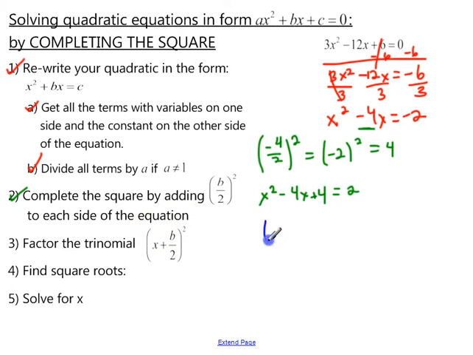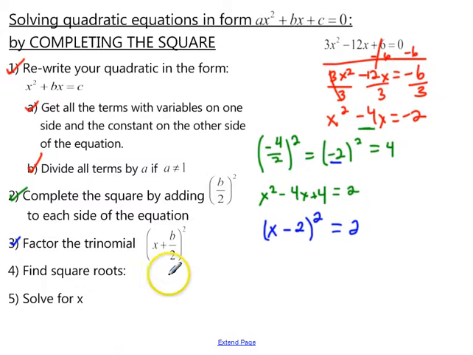So when we write that, we have x, and then look at b over 2 right here. Our b over 2 is actually going to be negative 2. So we want to put a negative 2 right there to give us this term. And then we have that quantity squared equals 2. So all we've done is factor the left side of the equation, that trinomial we have.